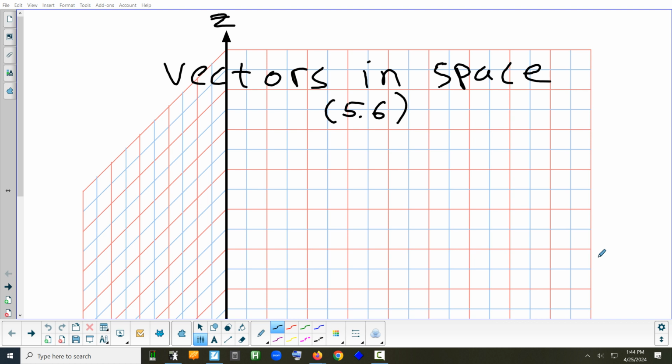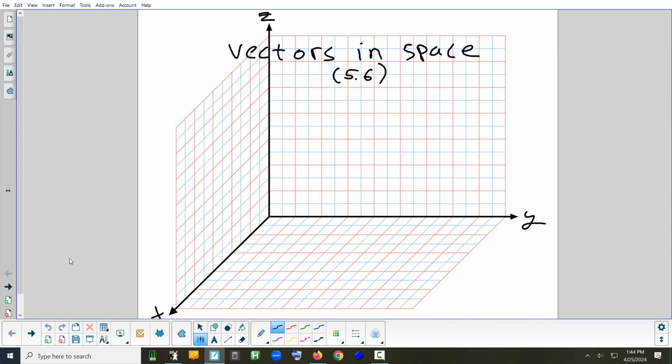All right, so the last section we're going to look at this week is 5.6, and it's going to be reviewing a lot of the things we've already done with vectors, but now 3D instead of 2D. Okay, it's going to be very similar. All right, so first thing to kind of understand in 3D is how the axes work.